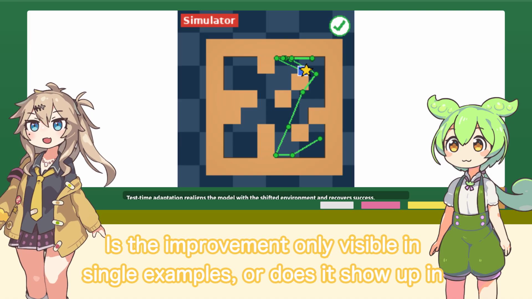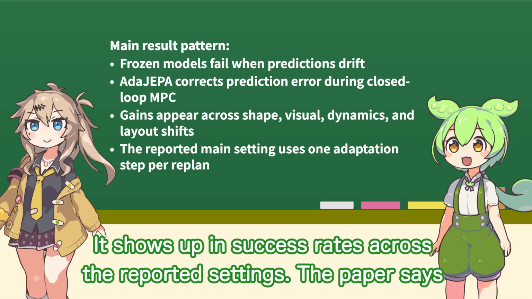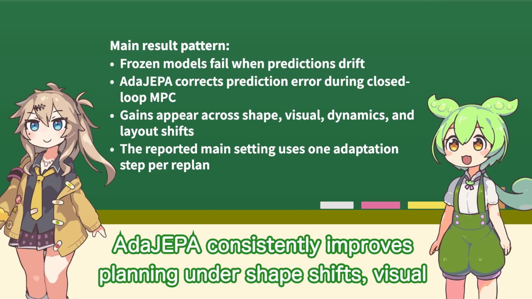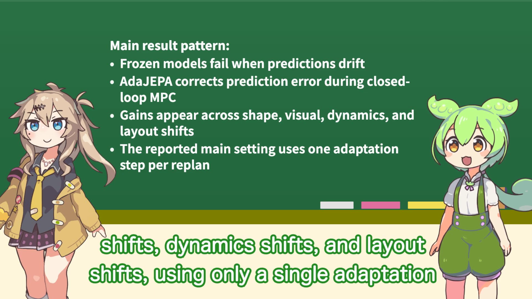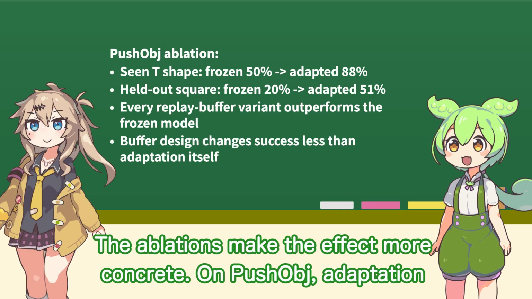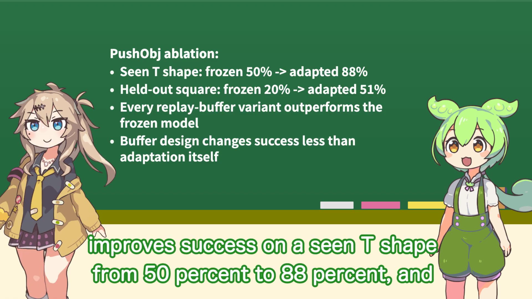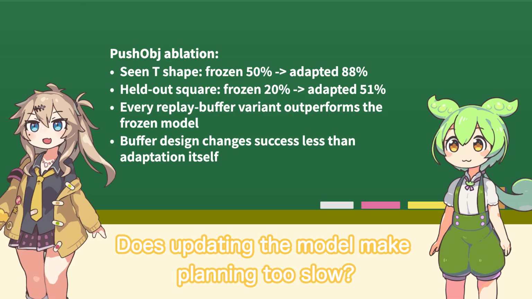Is the improvement only visible in single examples, or does it show up in success rates too? It shows up in success rates across the reported settings. The paper says AdaJEPA consistently improves planning under shape shift, visual shifts, dynamic shifts, and layout shifts, using only a single adaptation step at each MPC ray planning step. The ablations make the effect more concrete. On push OBJ, adaptation improves success on a scene T-shape from 50% to 88%, and on a held-out square from 20% to 51%.